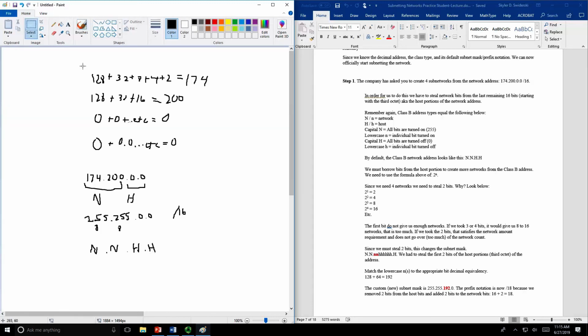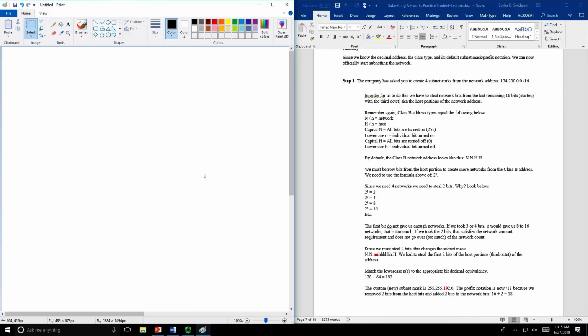In this example, we need 4 networks, right? 4 networks the company needs. Well, how many bits do we steal? We'll do it the way that we did it before. If we only take 1 bit, we only get 2. But in this case, if we take 2 bits, we get 4. That's exactly the number that we need. The company doesn't have to worry about extra networks being created. We have a number that we can work with, and it creates the exact amount of networks that we need.